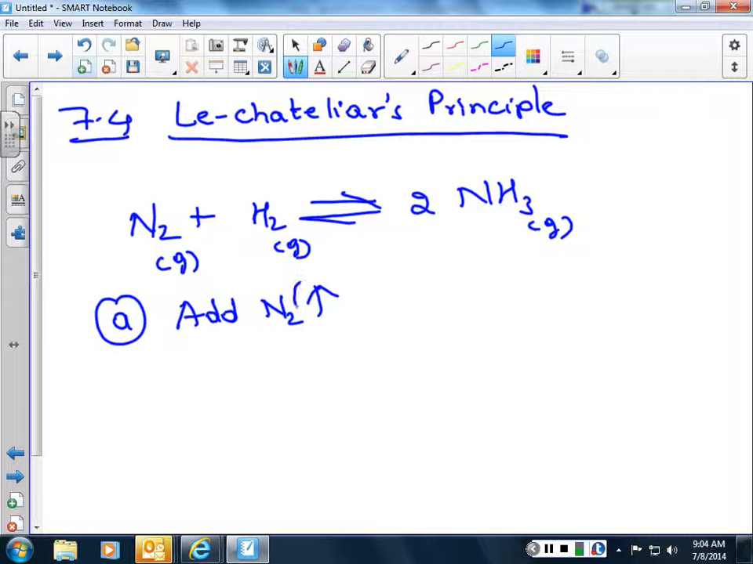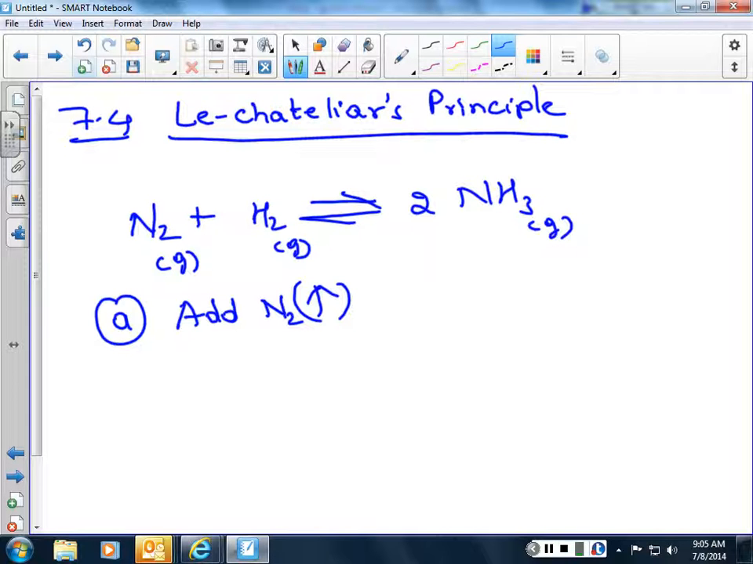Correct? Adding nitrogen means you are increasing nitrogen. So remember what this principle says: if you increase this side, the reaction will go to the other side. It's like you are making this more. So where will the reaction go? This side. Correct? It's like a ball. Think about it. If you make it more here, the ball will flow to this side, and the reaction will go to this side.